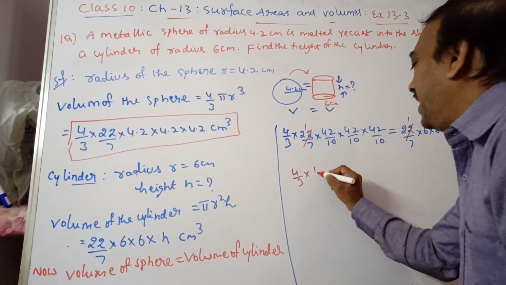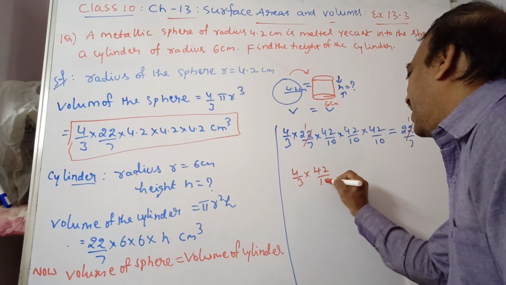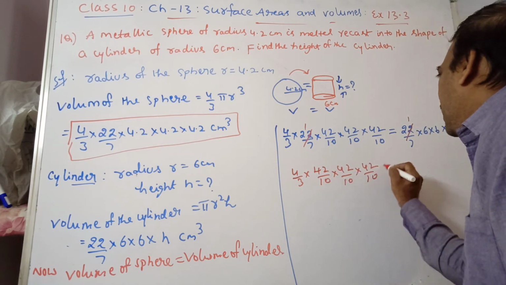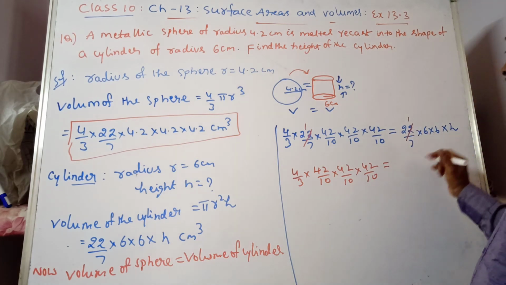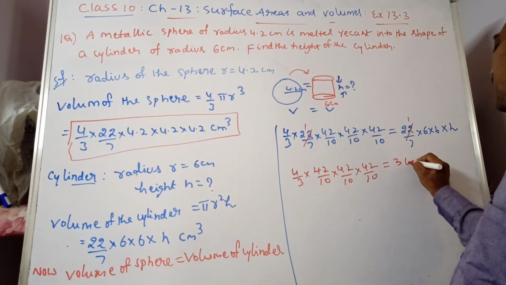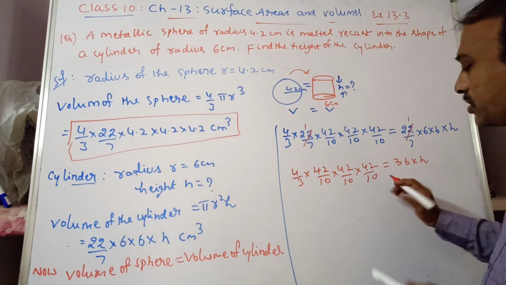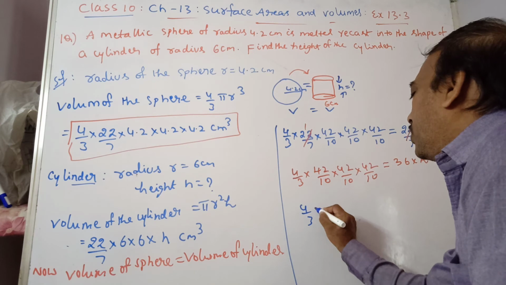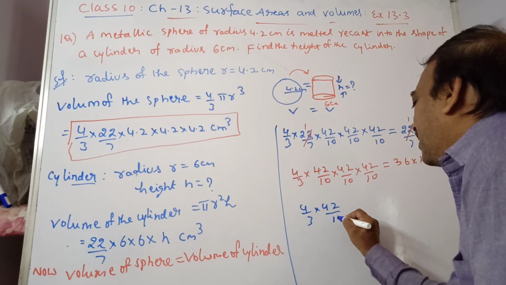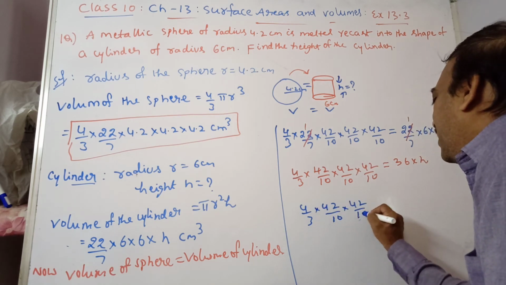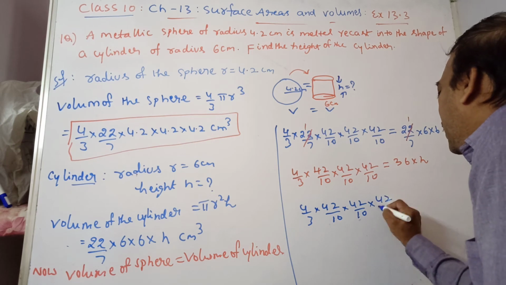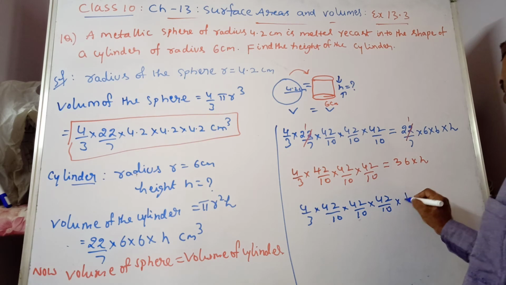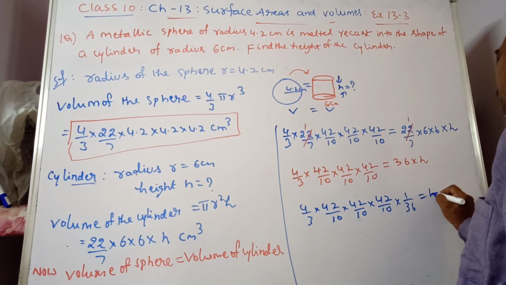4 by 3 into 42 by 10 into 42 by 10 into 42 by 10 is equal to 6 sixes are 36, 36 into h. Now you transpose 36 to this side, it divides. So 4 by 3 into 42 by 10 into 42 by 10 into 42 by 10, and 36 when transposed to this side becomes the reciprocal, 1 by 36, is equal to h.